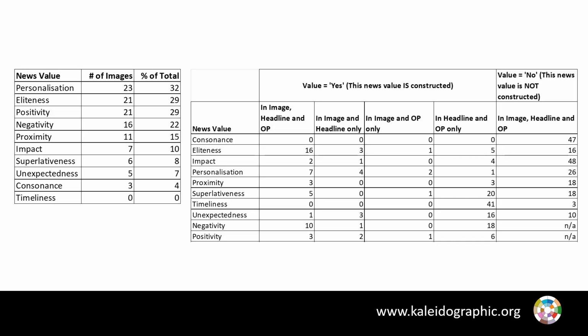So in this table, I can assess that as far as eliteness is concerned, eliteness is constructed in 16 stories in image, headline, and opening paragraph, in 3 stories in image and headline only, and so on. But again, we don't get to see how news values combine in a very easy manner in a static visualization.